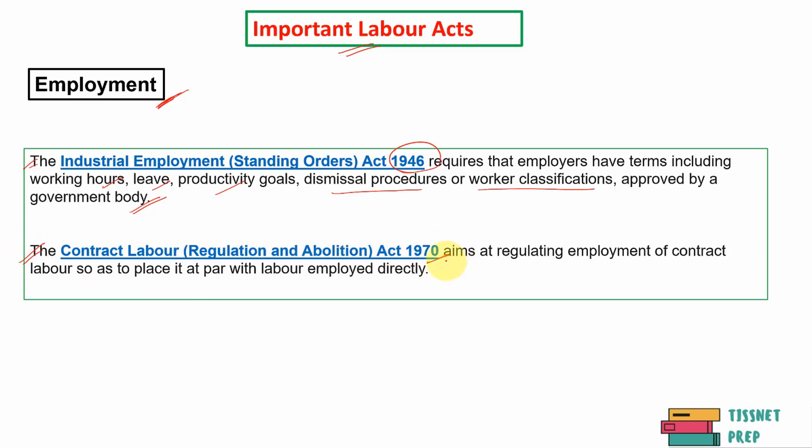Now, the other important act is the Contract Labor Act. By the 1970s, we started to privatize. So, with privatization, we have the term contract labor. So that contract labor do not get exploited, we have an act for them. What are the provisions under this act? It aims at regulating the employment of contract labor so as to place it on par with labor employed directly.